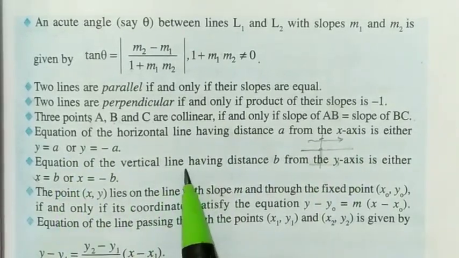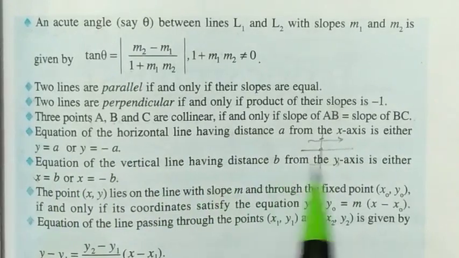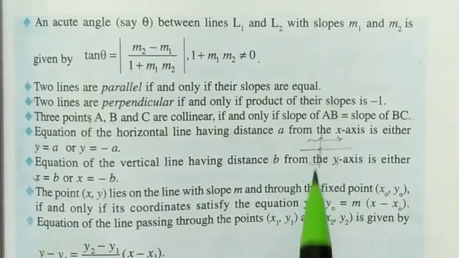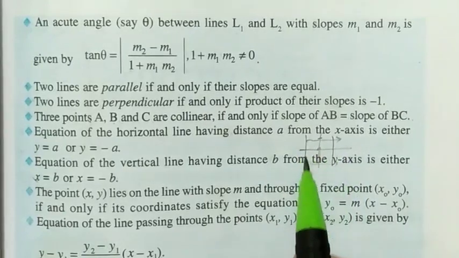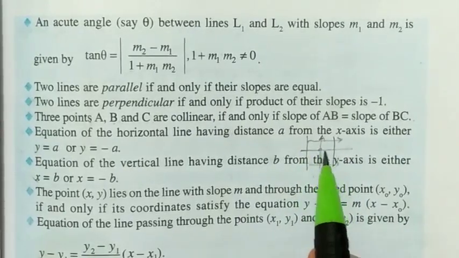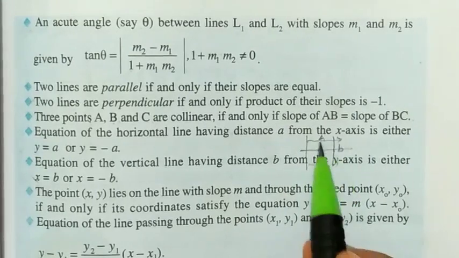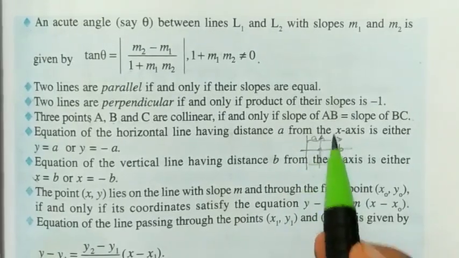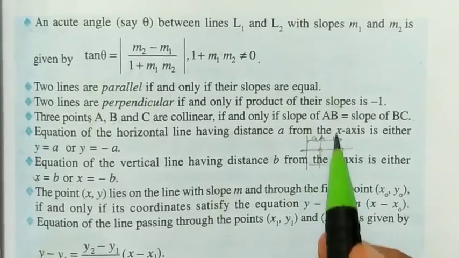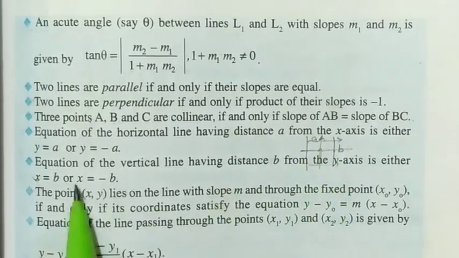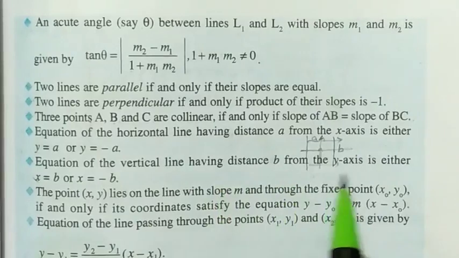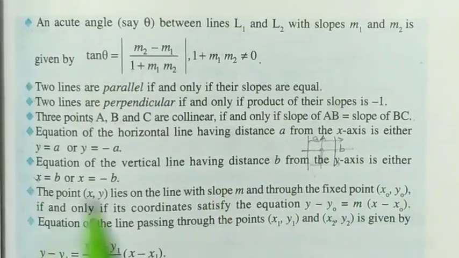Equation of the vertical line having distance b from the y-axis. Distance from the y-axis this way or this way. This is the y-axis, right? So this is a, and this part is b. The equation will be x equals b, and this will be x equals minus b. So the equation of a vertical line having distance b from the y-axis is either x equals b or x equals minus b.